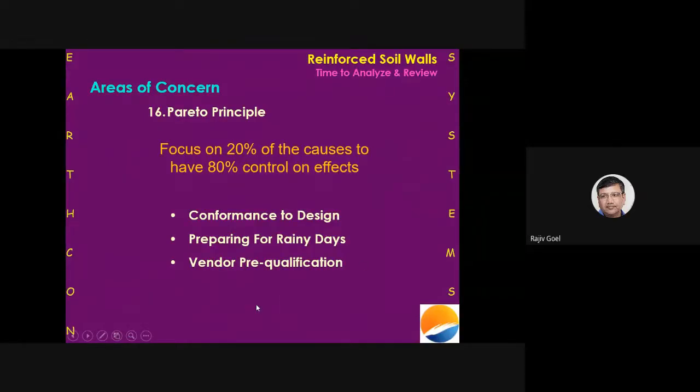And I feel that out of 15, if I really review 3 areas, many of my problems would be over. These 3 areas are conformance to design, preparing for the rainy days, and vendor pre-qualification. I thought that if we take care of these 3 key areas, many problems would be taken care of.